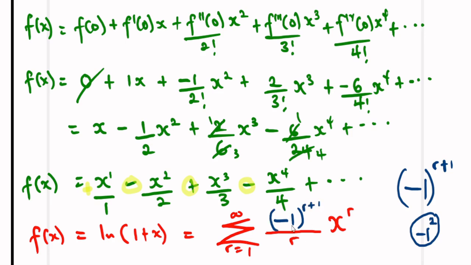So the natural log of 1 plus x in compact form is summation r equals 1 to infinity of minus 1 to the power r plus 1 all over r, then x raised to the power r. So if we fit in the values of 1, 2, 3, 4, we'll be able to get f of x equal to x minus x squared over 2 plus x cubed over 3 minus x raised to the power 4 over 4 plus dot dot dot. Now that was all for this question. Let's move to question 2.